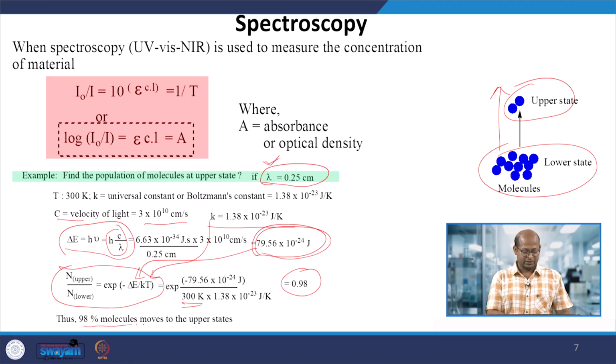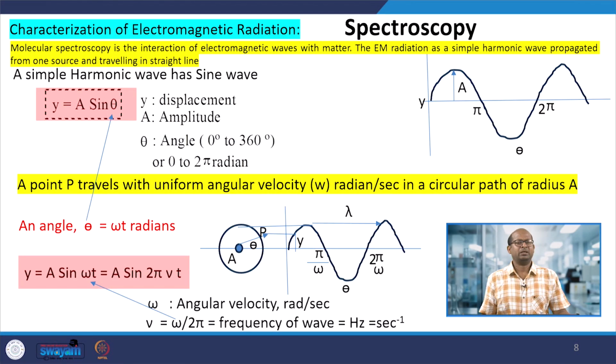So from here we can say that with this amount of wavelength, or energy, falling on the molecules, 98% of the molecules move from the lower energy state to the higher energy state. This is the way we can express that.